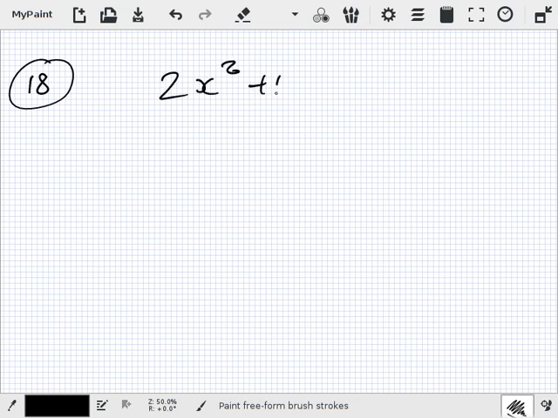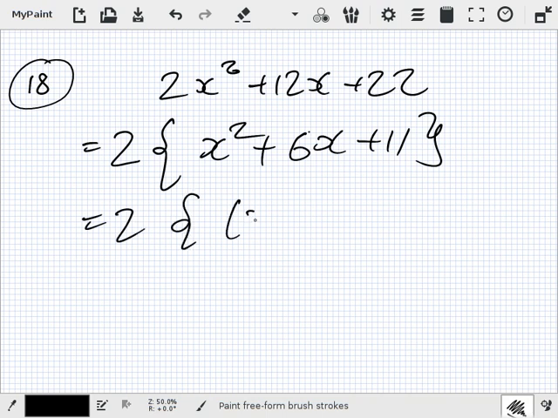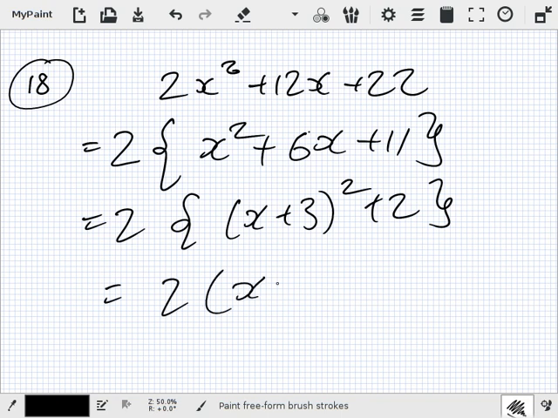2x squared plus 12x plus 22. Complete the square. So, take out the 2. Complete the square. And put back in the 2. And that's the answer. A lot of people messed up when, like, I noticed that they didn't multiply 2 by 3. That's a slip up, all right.